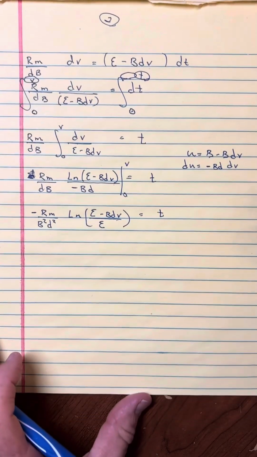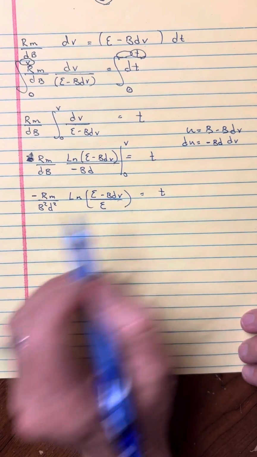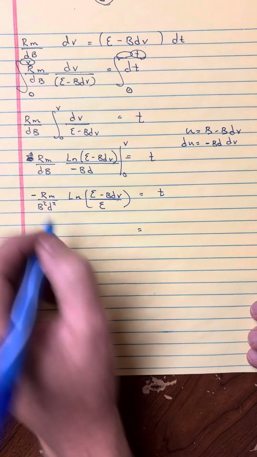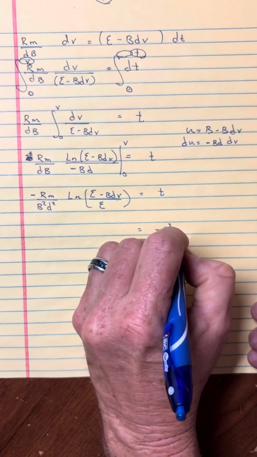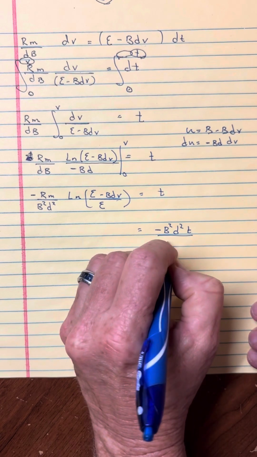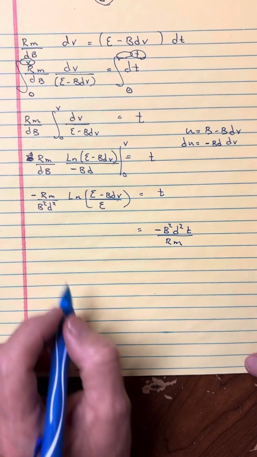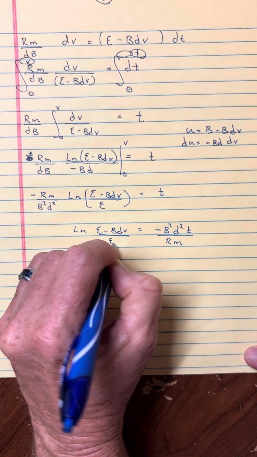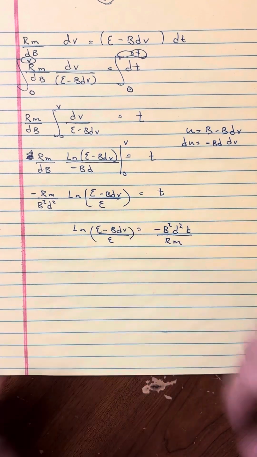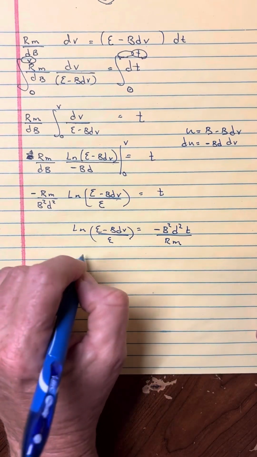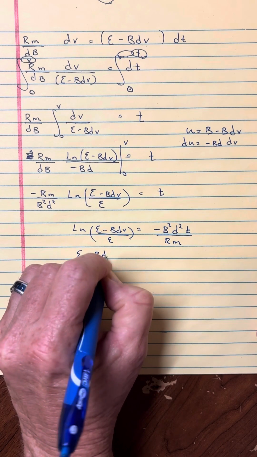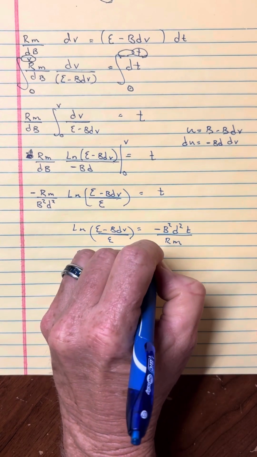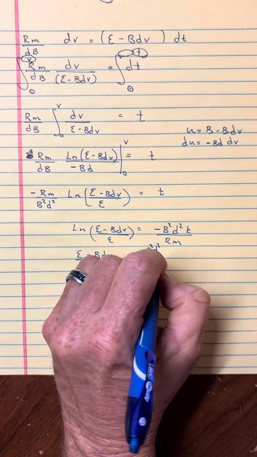And of course, now we've got some algebra to do to try to get v by itself. And so I'll take that negative and bring it way over to here with all those constants. So this is a negative B squared D squared t over RM. And of course, ln of E minus BDv over E. Then I need to get rid of the natural log by raising it to a power of e. So this becomes e to the minus B squared D squared t over RM.